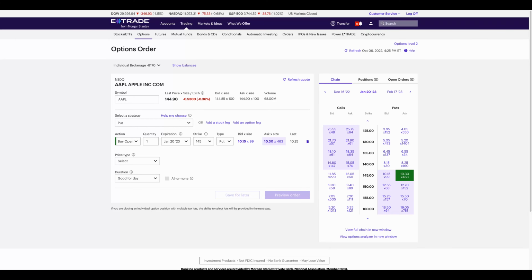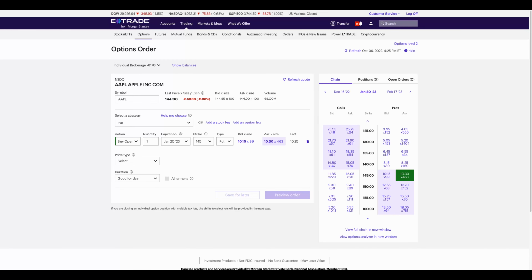The strike price is a fixed price at which you can buy or sell the option in case of a call or put. For this current order, the strike price is $145. That means that I have the right to sell Apple stock between now and January 20 of 2023 at the price of $145. Since I set a put, I expect that the price of Apple share will decline.